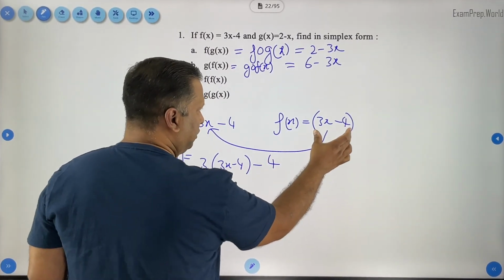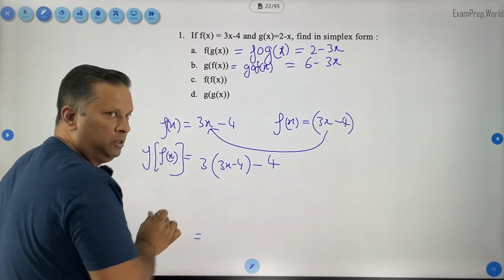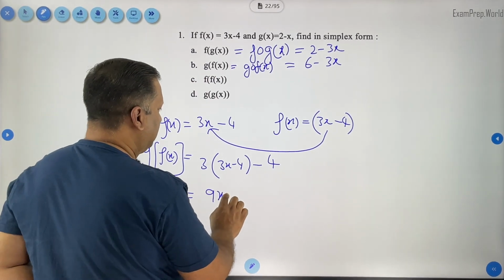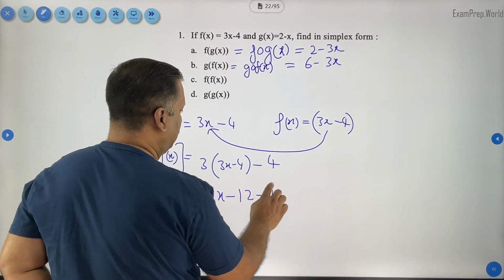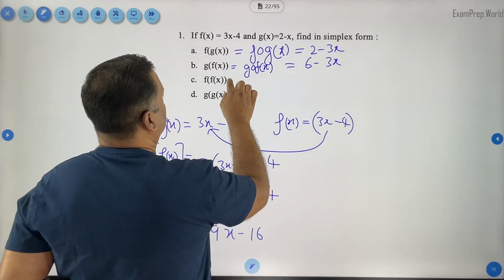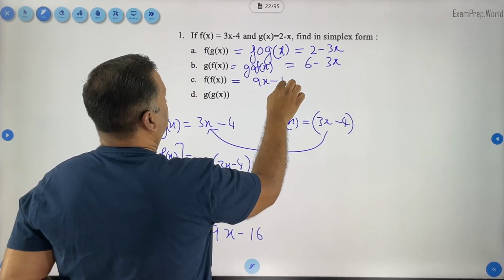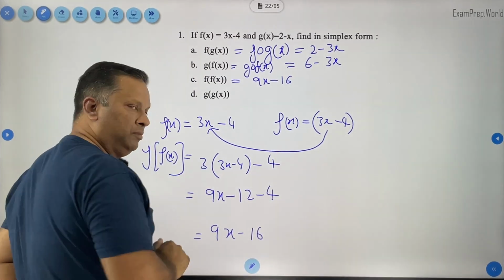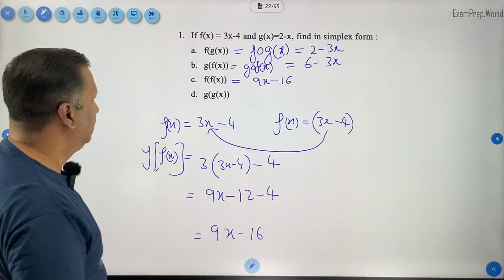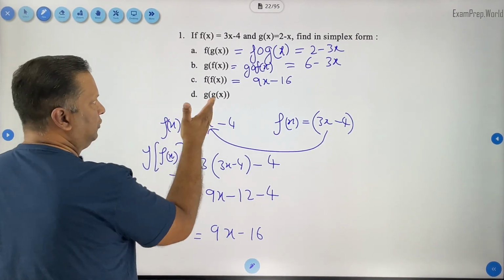See what I have done? I have just brought this whole bracket and input it here. Okay. So what does it become? 9x minus 12 minus 4. So the answer is 9x minus 16. Okay. Very easy. So now we will do g of g of x.